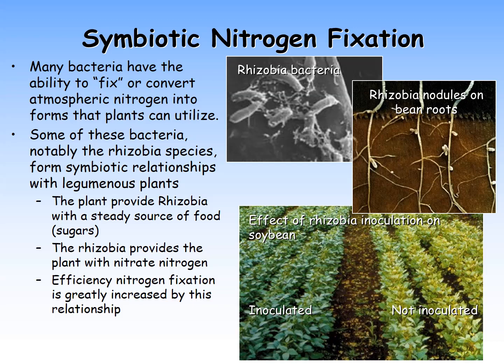Therefore, some species of bacteria, notably the rhizobia, have developed a symbiotic relationship with roots of leguminous plants. The plant roots keep the bacteria well supplied with sugars that they need to thrive. In return, the bacteria busily get to fix nitrogen and supply it to the plant. So it's a benefit for both organisms.